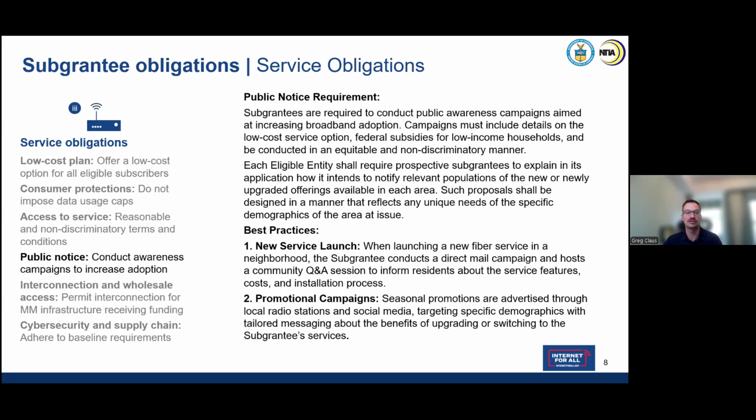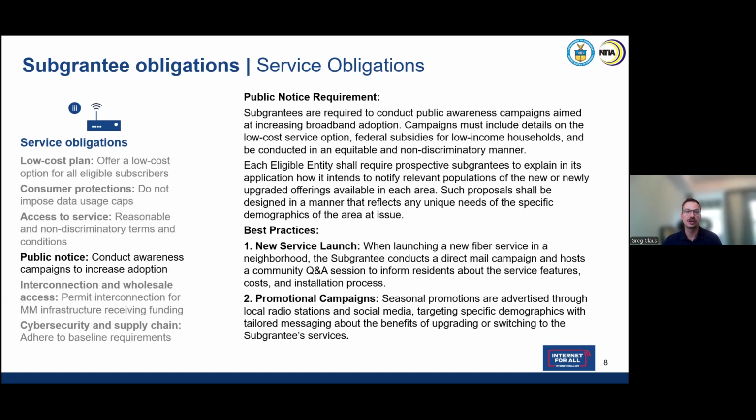The BEAD NOFA was drafted at the time when the Affordable Connectivity Program was in place. It is expired currently, but it might come back, and that would be required. There's also Lifeline and other potential programs that households could be eligible for. And it must be conducted in an equitable and non-discriminatory manner. So you're required to describe your public notice plan in your BEAD application, and that way we'll be aware of what you're planning to do.